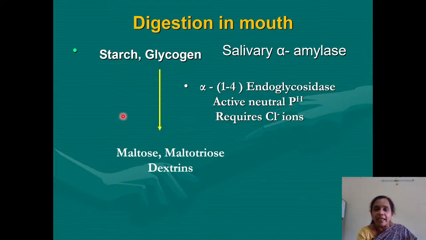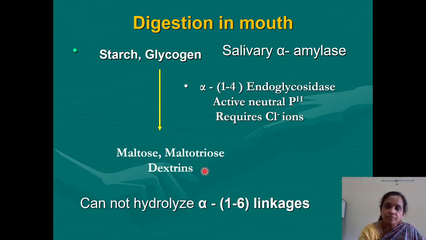So you will get tiny pieces, tiny polymers of glucose. They can be maltose, which means 2 glucose molecules combined together, maltotriose, 3 molecules of glucose, and dextrins, up to 6 to 7 molecules of glucose bonded by glycosidic linkages. So when starch and glycogen are broken down randomly by alpha-1,4 endoglycosidase, it results in the formation of maltose, maltotriose and dextrins. The important thing is that this cannot act on alpha-1,6 linkages, so wherever branch points are there, those are not broken.